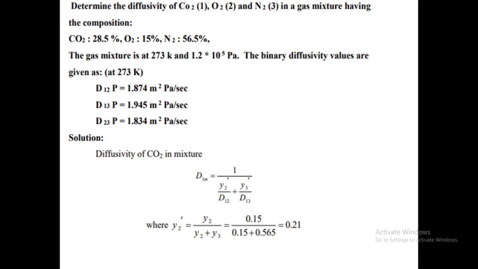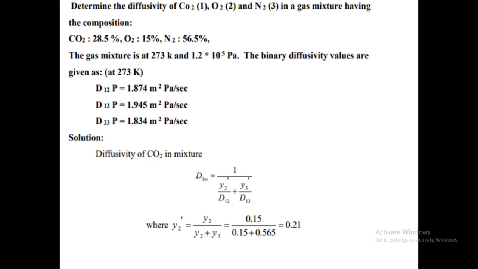Which one is the individual mole? 28.5 kilomole. Are you clear? Percentage is directly taken in terms of kilomole. What about the total kilomole? 28.5 plus 15 plus 56.5, total is equal to 100 kilomole. For carbon dioxide, mole fraction is 28.5 divided by 100. Oxygen mole fraction, 15 divided by 100. Nitrogen mole fraction, 56.5 divided by 100. Are you clear or not?